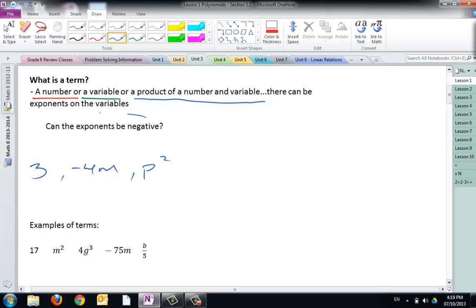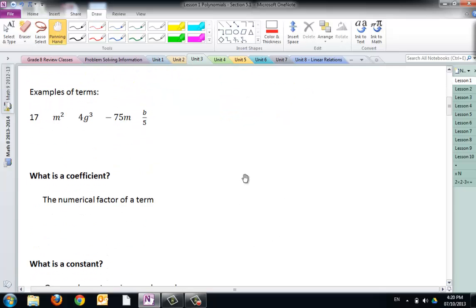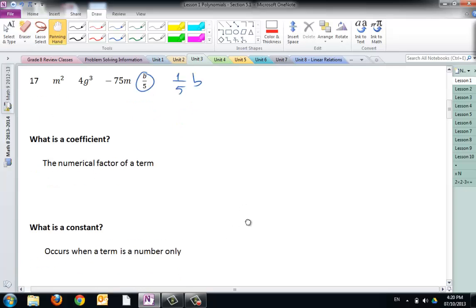Can the exponents be negative on those terms? Like something like m to the negative 3. We saw that last unit, but in this case, no, we will not use any negative exponents with polynomials. They will all be positive. Here are some more examples of terms. Look at things like that. Don't be confused by that because that's really just 1/5 b. And so that 1/5 acts as the number out front. But there's nothing surprising about any of those. Those are all examples of terms.